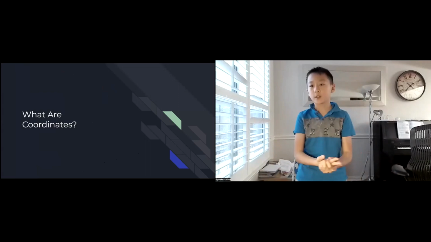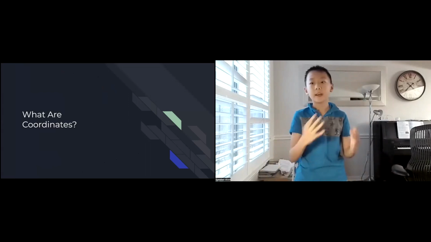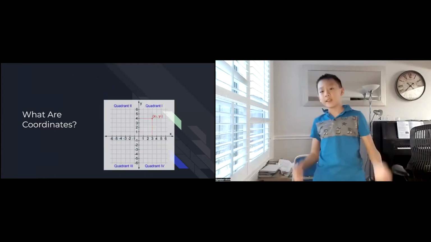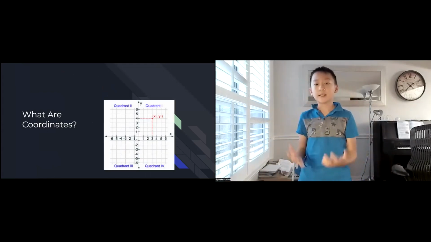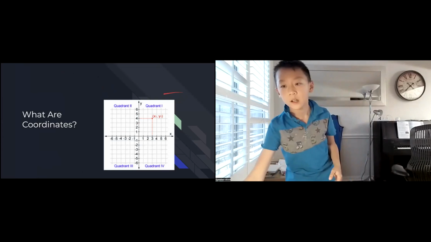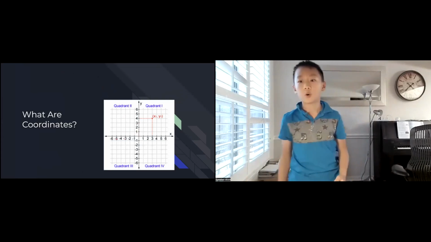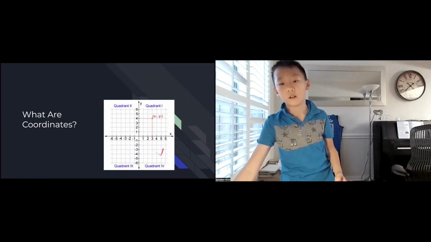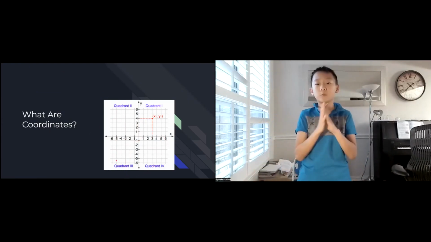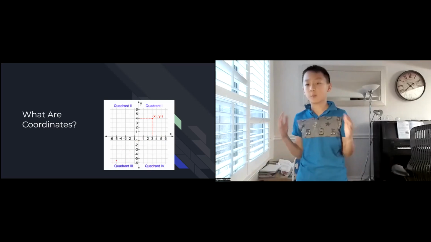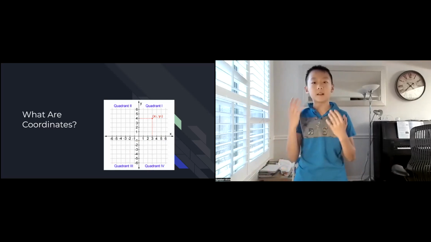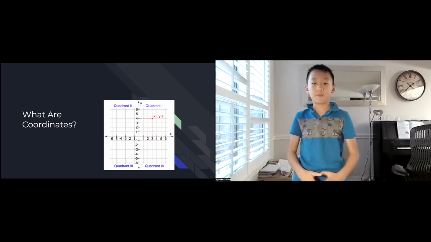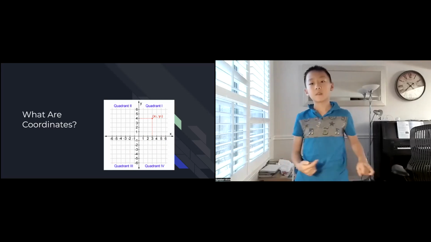Coordinates are where a thing is located in the coordinate plane. This is a coordinate plane. As you can see, there are 4 quadrants: quadrant 1, quadrant 2, quadrant 3, and quadrant 4. Quadrant 1 is the positive quadrant because there are 2 positives, the x and the y, both are positive. Now I'll explain that in a second.